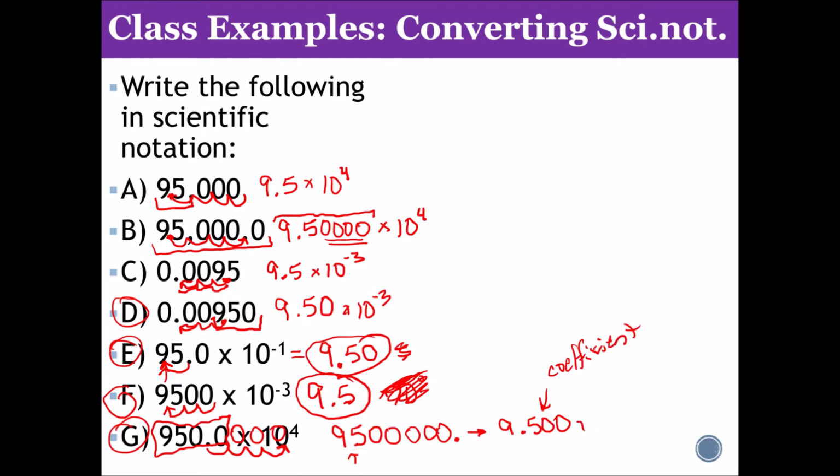Okay, now I need to multiply by 10 to the what? If I had my decimal here, it'd be 1, 2, 3, 4, 5, 6, 10 to the 6th. So this is my answer for G. Now another way to look at G is if it's 950 times 10 to the 4th, and I need to move my decimal back two places, I'm just going to count those in along with the 4. So 2 plus those 4 give me 6.